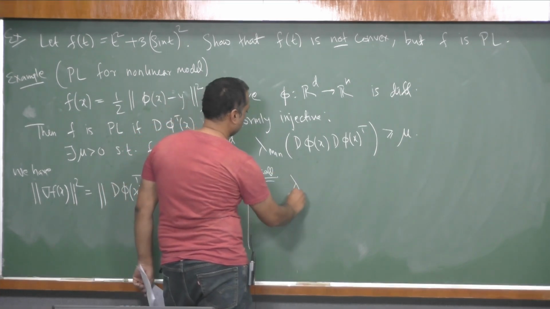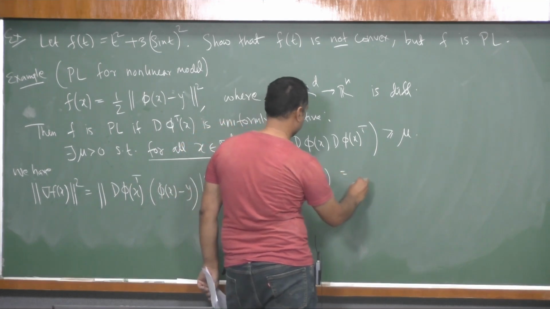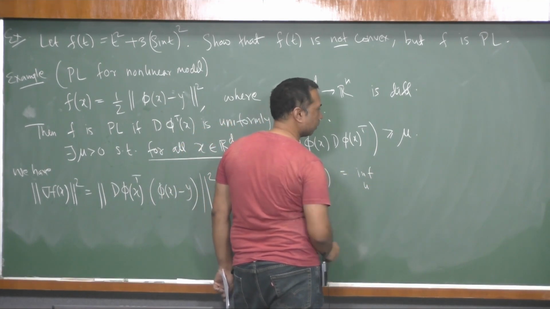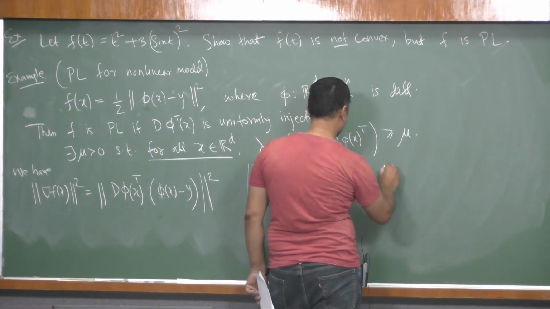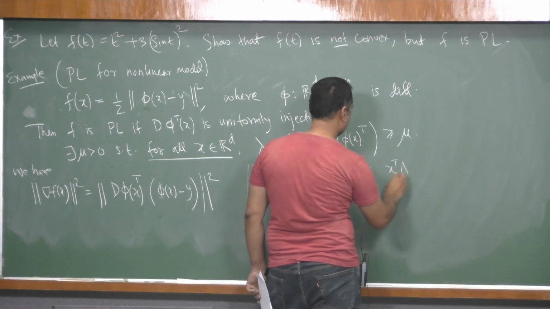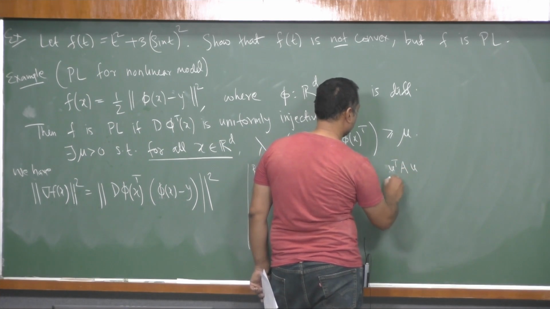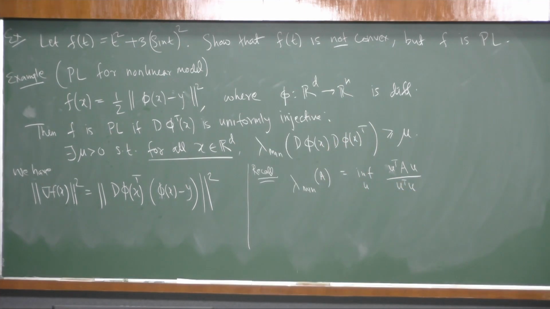So lambda min of any matrix A is the infimum over U of U transpose AU by U transpose U. So the minimum eigenvalue of a matrix A is an optimization problem.